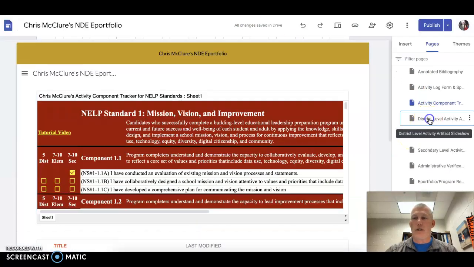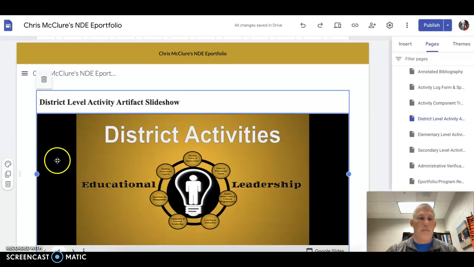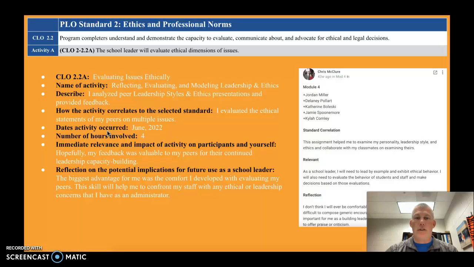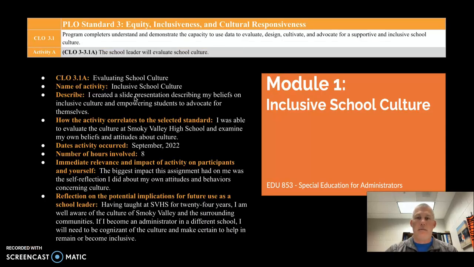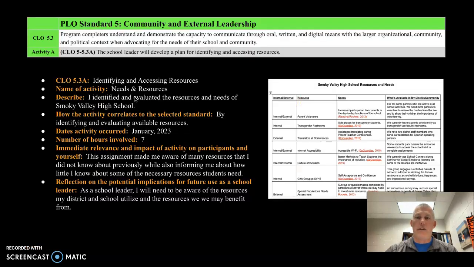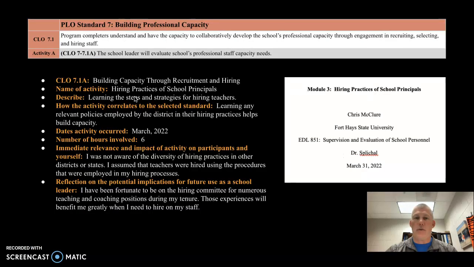Next, we have our district level artifact slideshow. And so in this slideshow, I again demonstrated the artifacts that I had used and reflected upon those. Every one of the 6 district artifacts that I have, they're each listed here and described and reviewed.